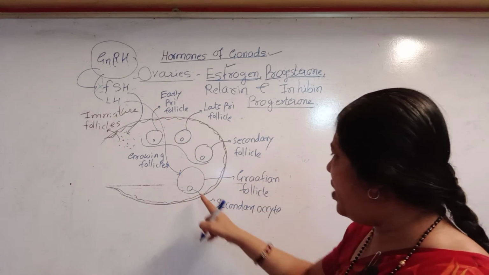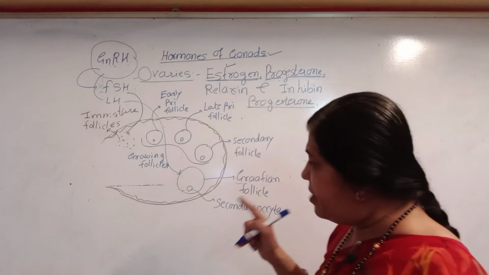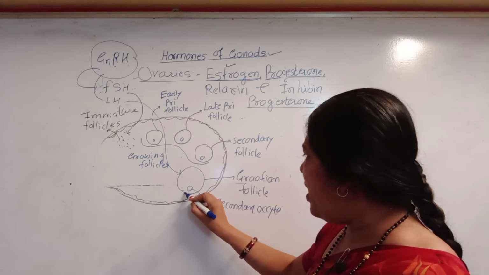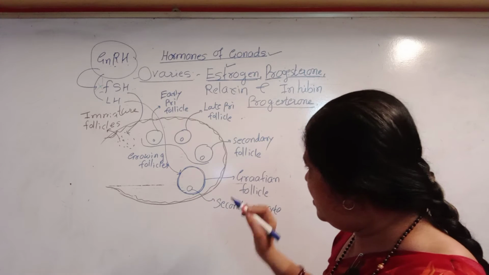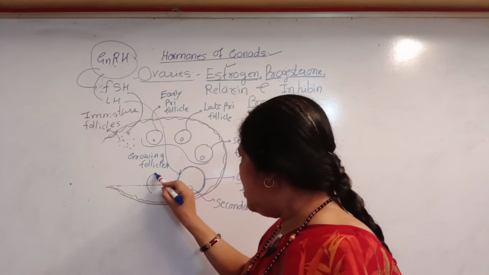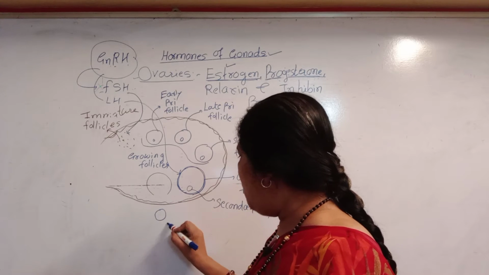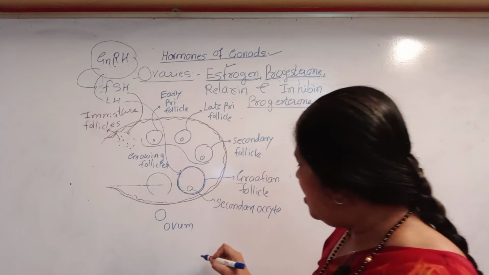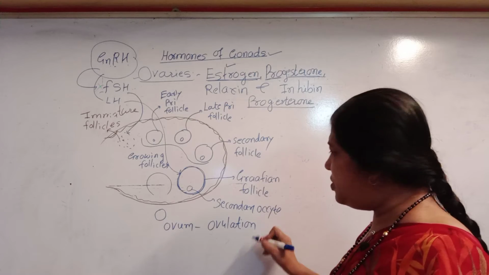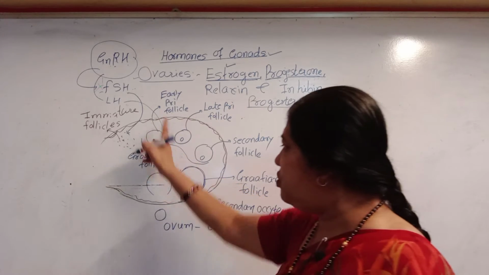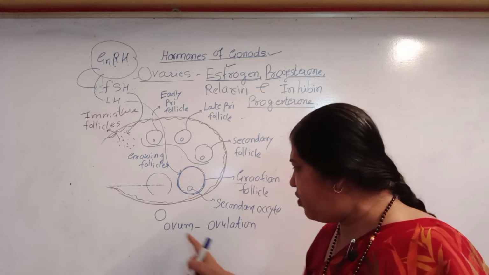This hormone is called ovulatory hormone because it brings about ovulation. So LH hormone stimulates the mature Graafian follicle. Then this Graafian follicle ruptures, and the ovum is released out of the ovary. So this process is called ovulation. LH hormone stimulates Graafian follicle, then it ruptures and the ovum is released from the ovary.